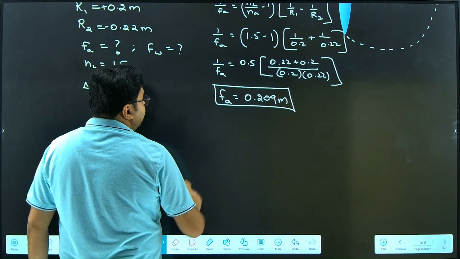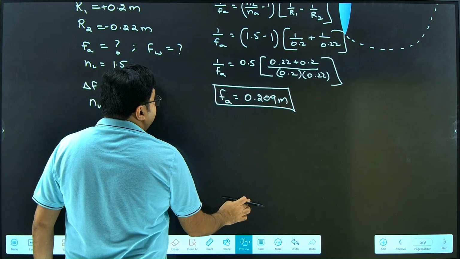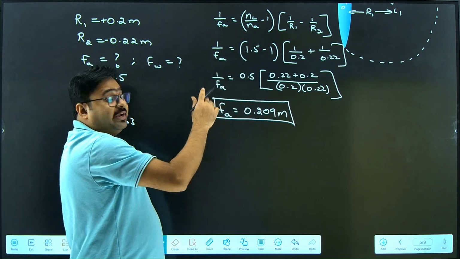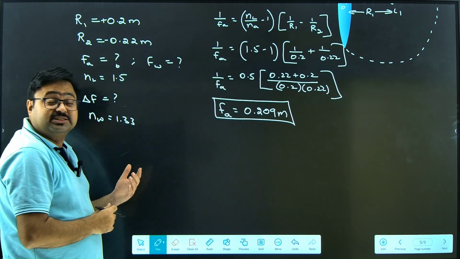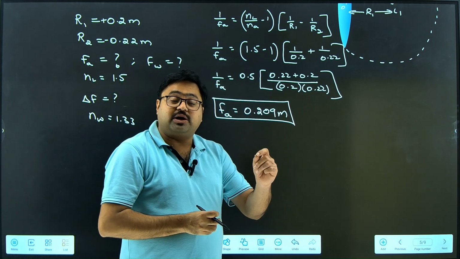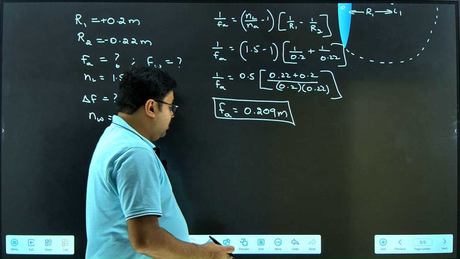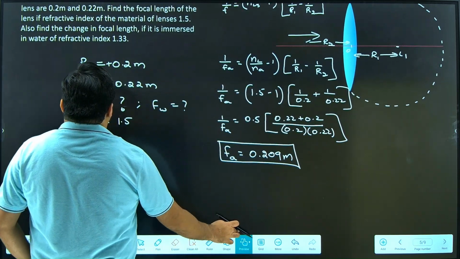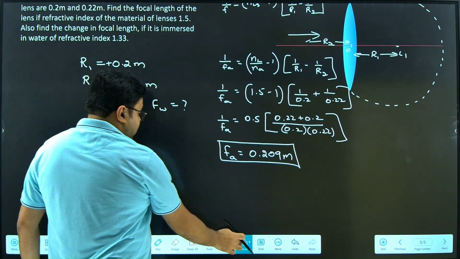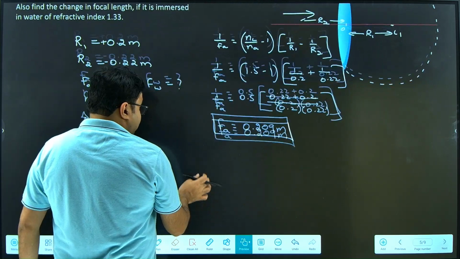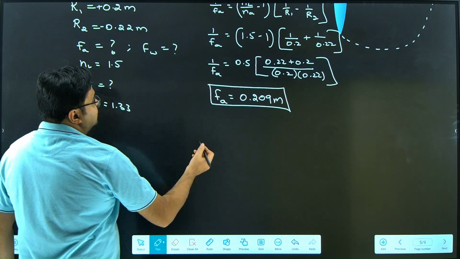Everything is the same, just that in the previous case, the surrounding medium of the lens was air. Now it is surrounded by water, because the question says to find the focal length of the same lens when it is kept in water of refractive index 4 by 3 or 1.33. That's what the question says. Now, that has been given to us, that it's 1.33. Let's jot the formula down.